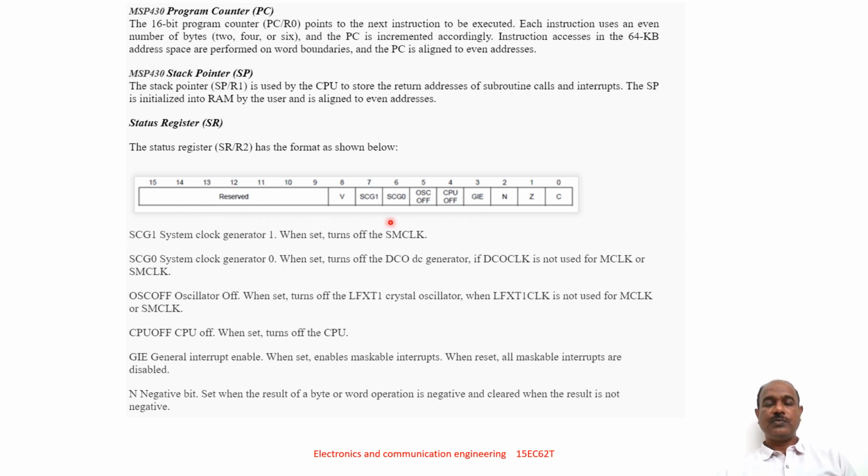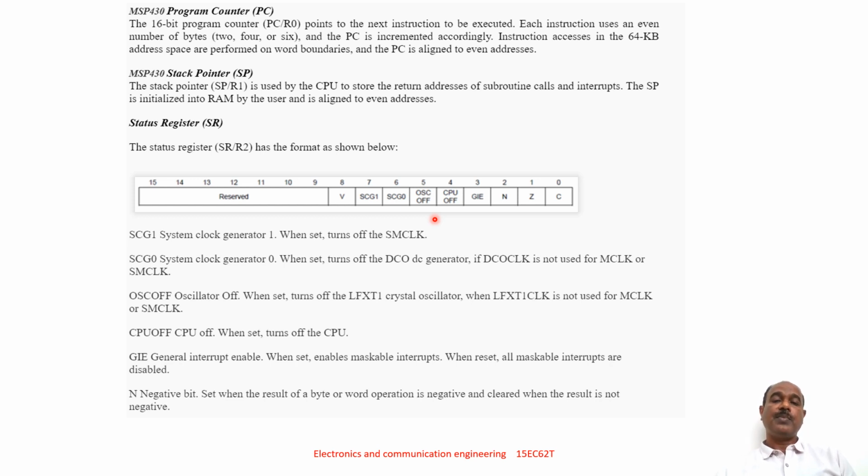Now let us see the different bits present in the status register. The important bits are bit numbers 7, 6 and 5. SCG1 stands for System Clock Generator 1. This is System Clock Generator bit 0, and this is oscillator off. These 3 bits are used to put this MSP430 microcontroller into one of the low power modes.